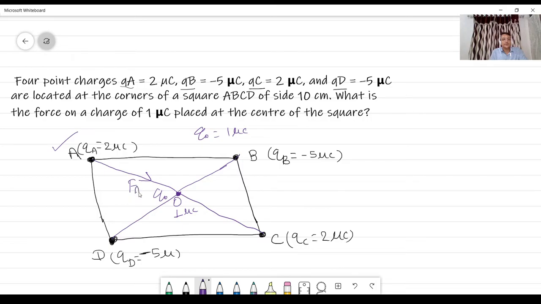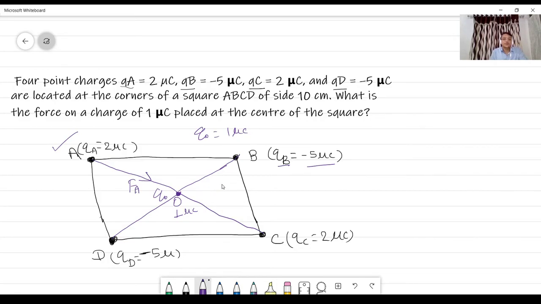Let's suppose it is FA, but it is the direction from A to O. This is the direction I can show here. Next, if I look at the B point, the charge which is existing is -5 microcoulomb, which is a negative charge, and again the point charge at O point is a positive charge, so will it repel or attract?